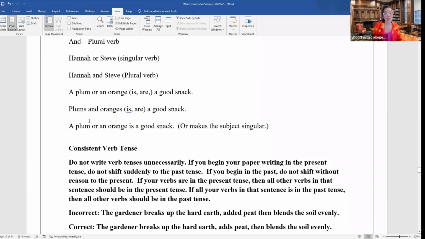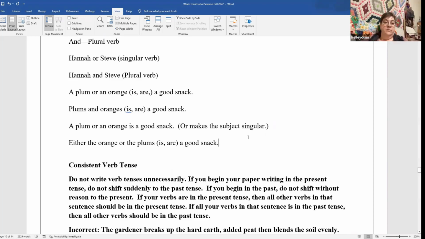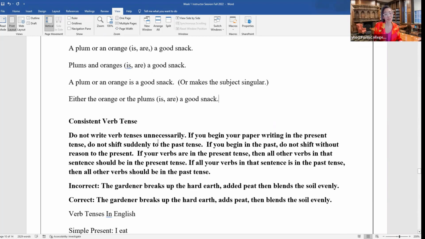And when you have either or, it all depends on the second subject. If I say either the orange or the plums are a good snack, what is it, is or are? Are. Okay, you got it. Okay, so I'm not going to belabor the point.